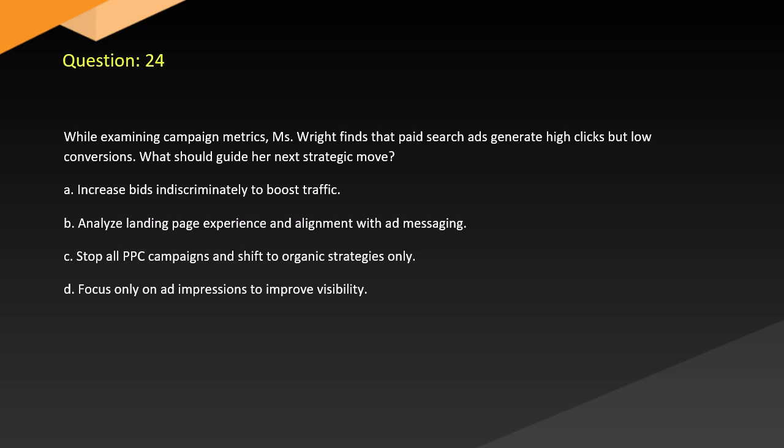Question 24. While examining campaign metrics, Ms. Wright finds that paid search ads generate high clicks but low conversions. What should guide her next strategic move? A. Increase bids indiscriminately to boost traffic. B. Analyze landing page experience in alignment with ad messaging. C. Stop all PPC campaigns and shift to organic strategies only. D. Focus only on ad impressions to improve visibility.